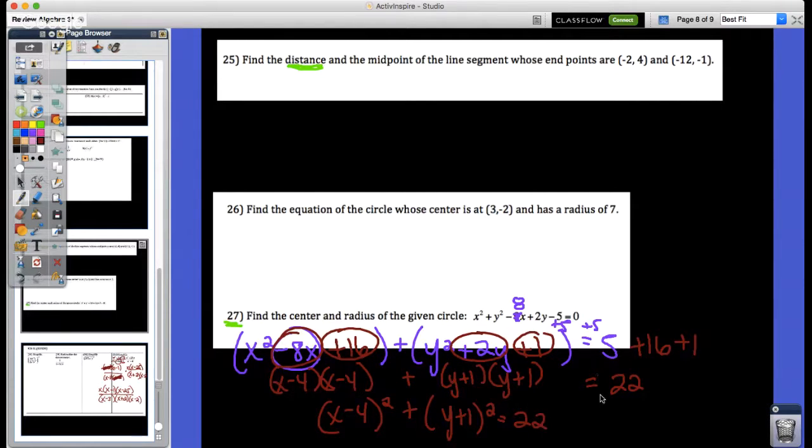So if I was finding the center, the first number set equal to 0, I get 4. Second number set equal to 0, I get -1. So 4, -1 is my center. And remember the radius, this is r squared, equals this. So if I was finding the radius, r squared equals 22. So r would be the square root of 22. So I have my center and I have my radius.